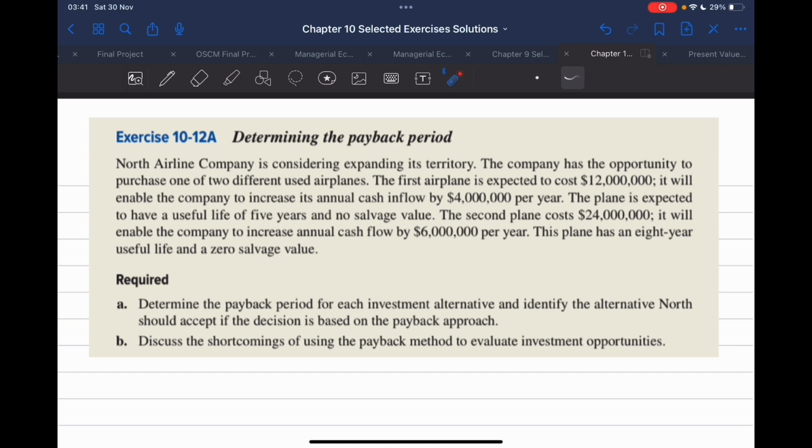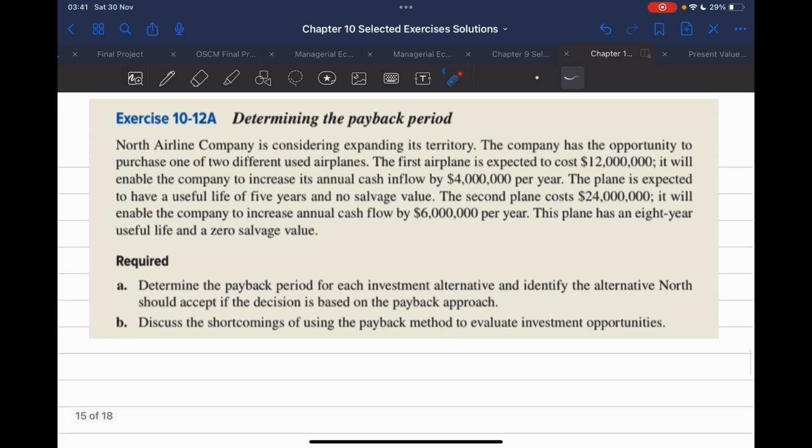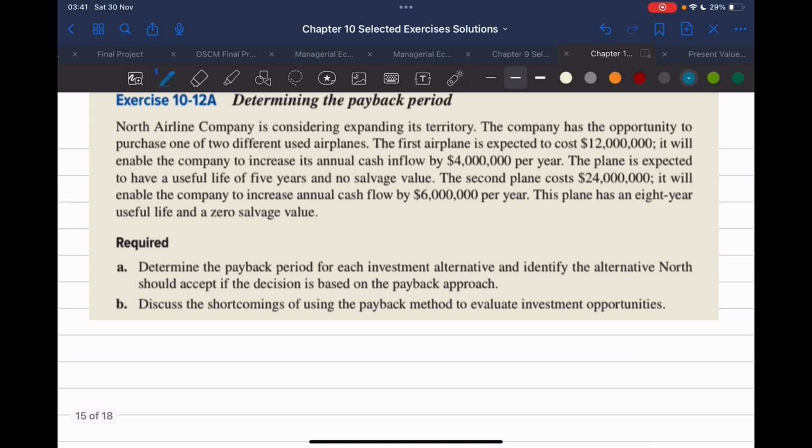What's required here? A. Determine the payback period for each investment alternative and identify the alternative North should accept if the decision is based on the payback approach. Right. So here we want to calculate the payback period. The payback period, as we have learned in the lecture, is the duration or the number of years that it's going to take for the company to recoup or recover their initial investment.